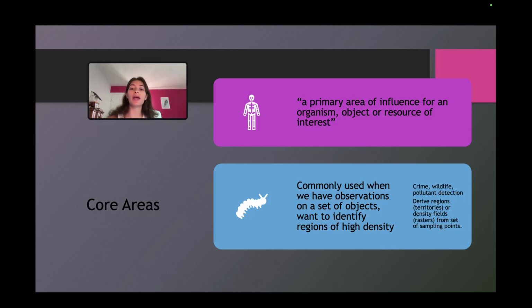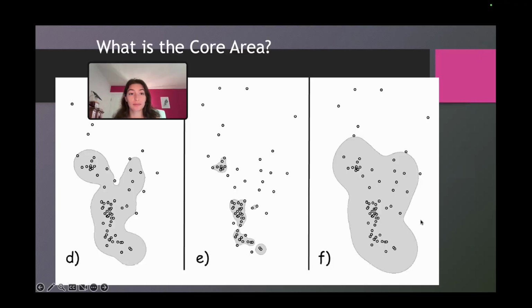They're commonly used when we have observations on sets of objects and we want to identify regions of high density. Maybe we want to see regions of high crime, high wildlife, high pollutant detection, or pollutant existence. And then we can derive regions or density fields from that set of sampling points.